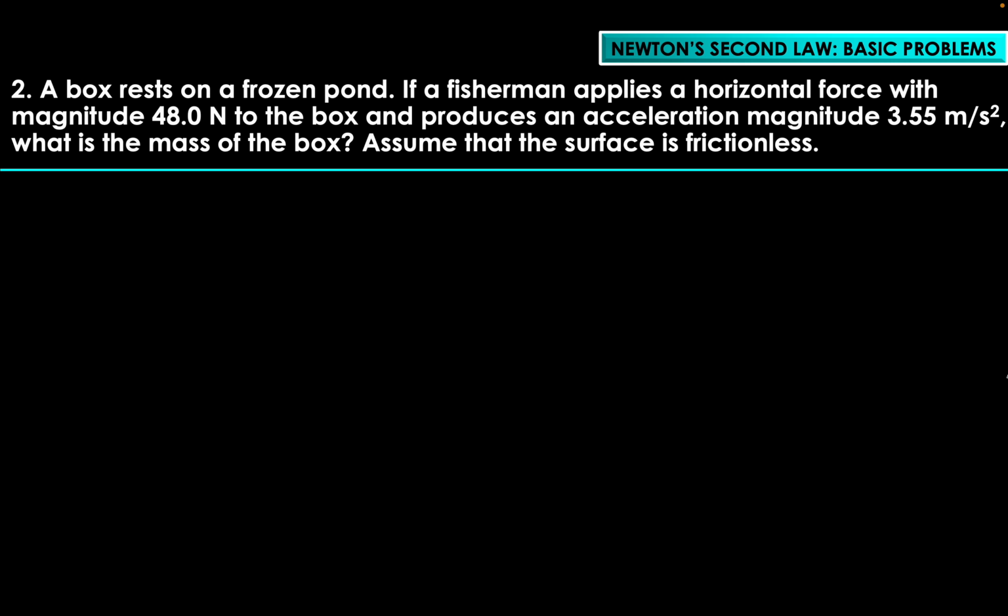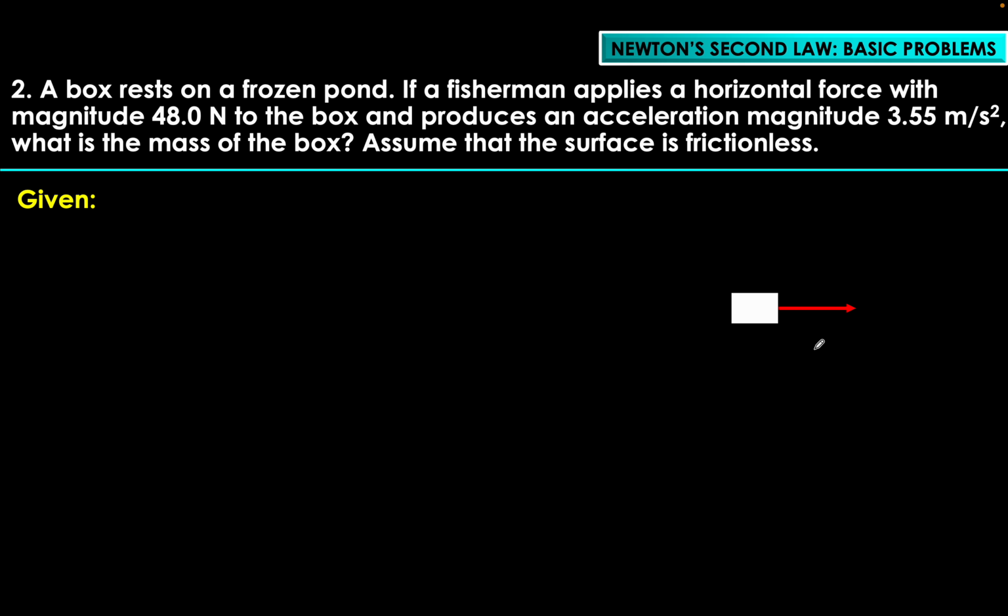Next item, number 2. A box rests on a frozen pond. If a fisherman applies a horizontal force with magnitude 48.0 newtons to the box and produces an acceleration magnitude 3.55 meters per second squared, what is the mass of the box? Assume that the surface is frictionless. So again, given, again, there's a box. And then there's an applied force, horizontal.